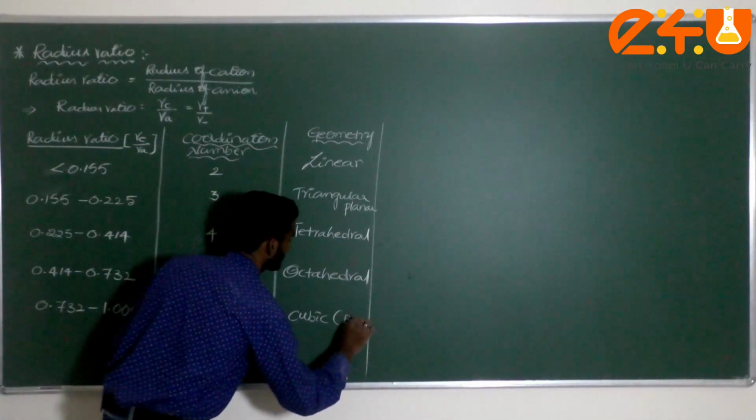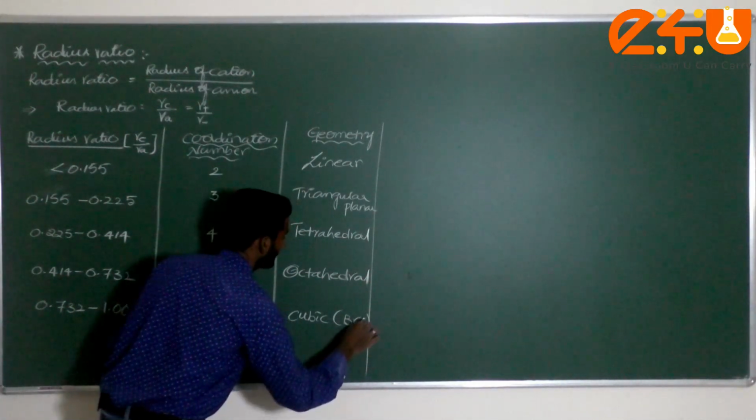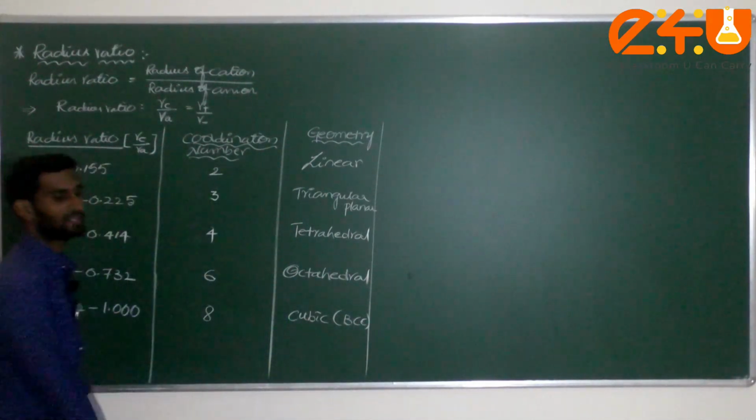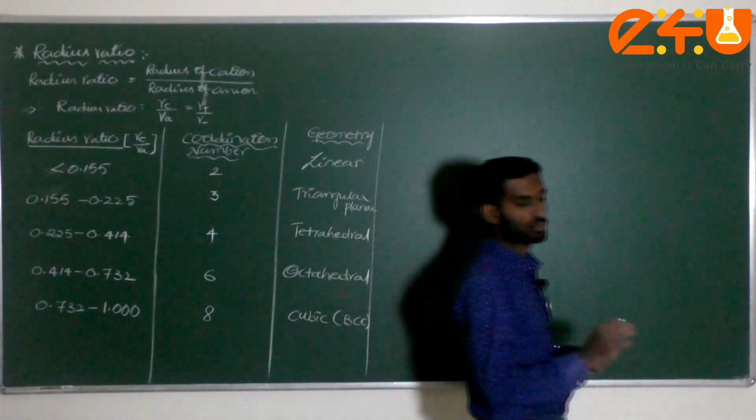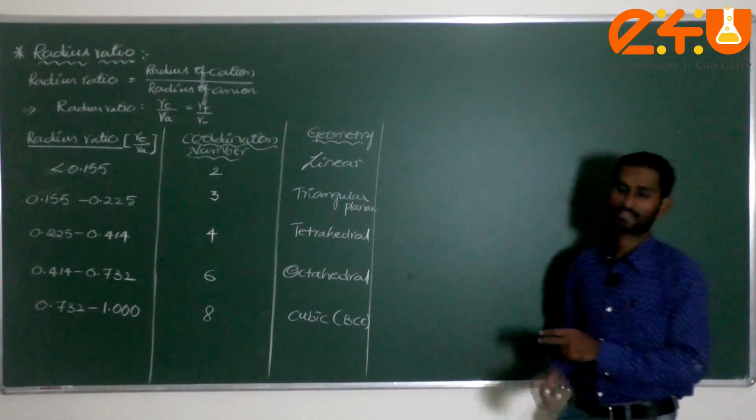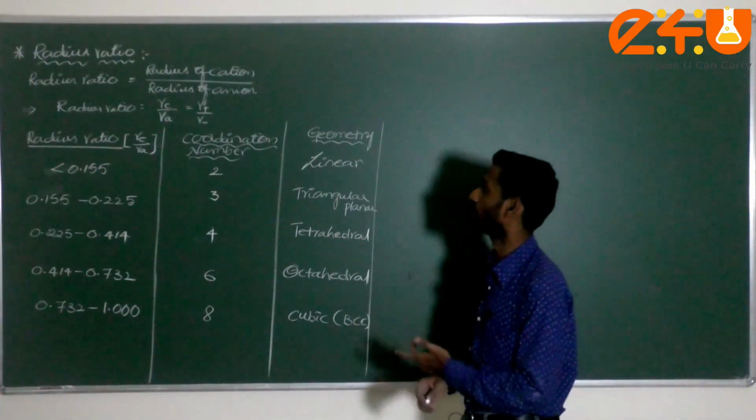Generally we have to consider this as BCC. This is about the radius ratio for the different types of crystals, the different types of geometries here.